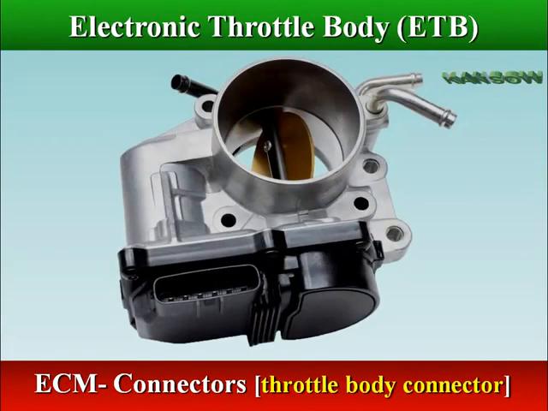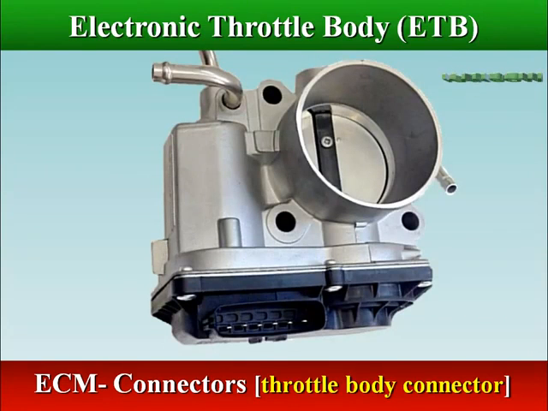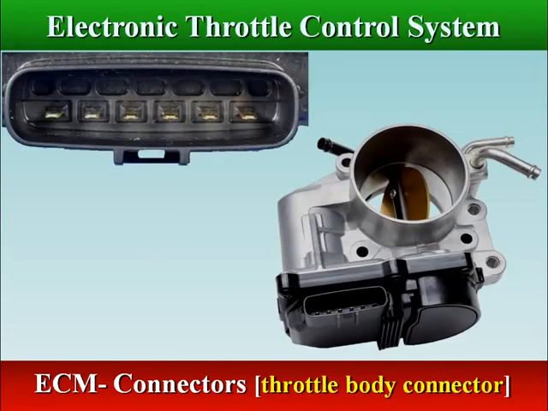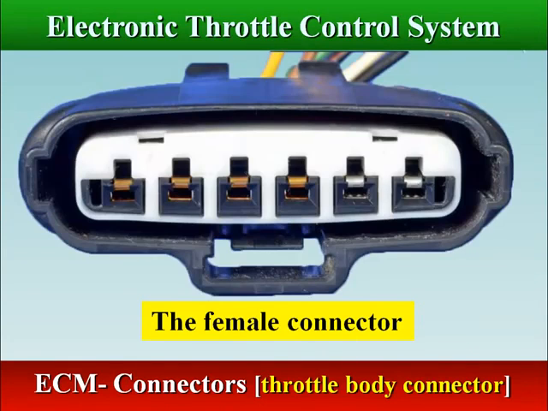The throttle body connector contains 6 pins, 4 gold-plated pins for the signal and 2 tin-plated pins for the power terminals. The male connector is attached to the throttle body, and the female connector is attached to the connecting wire harness.